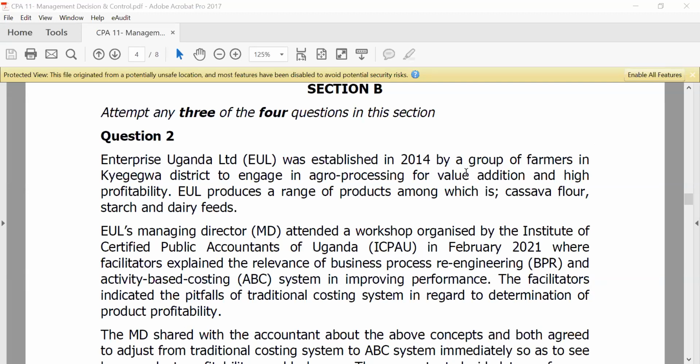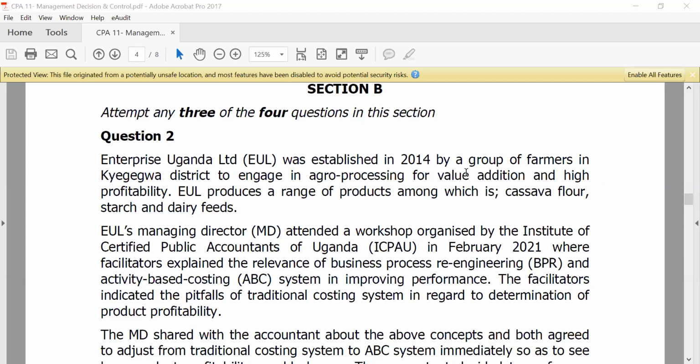And today we want to look at a question on ABC, which is activity-based costing. Activity-based costing basically looks at costs from the perspective of activities. And why do we have activity-based costing? Activity-based costing came about because of the inefficiencies that came with the traditional costing method. So what is it that the traditional costing method focused on that ABC tries to improve?